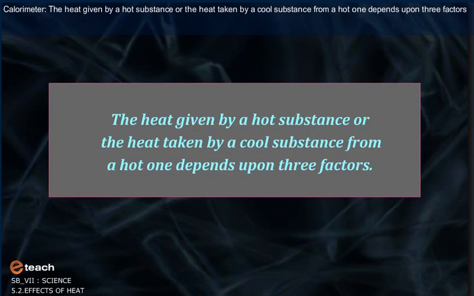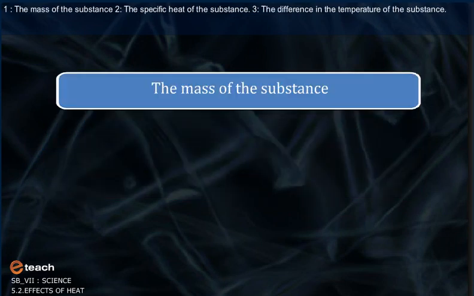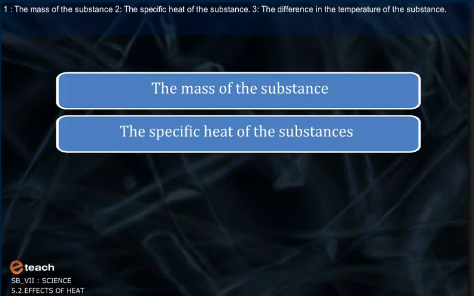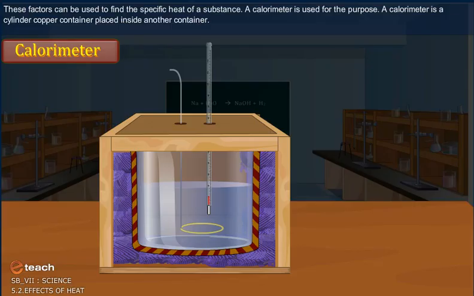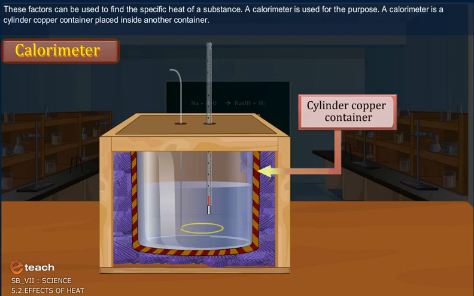Calorimeter. The heat given by a hot substance or the heat taken by a cool substance from a hot one depends upon 3 factors. First, the mass of the substance. Second, the specific heat of the substance. Third, the difference in the temperature of the substances. These factors can be used to find the specific heat of a substance. A calorimeter is used for the purpose.